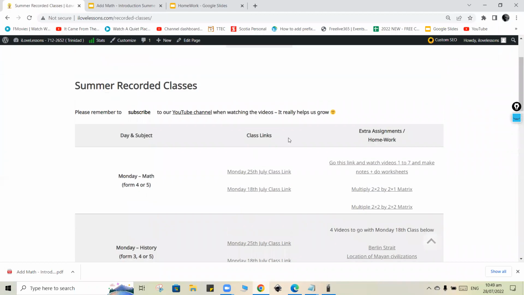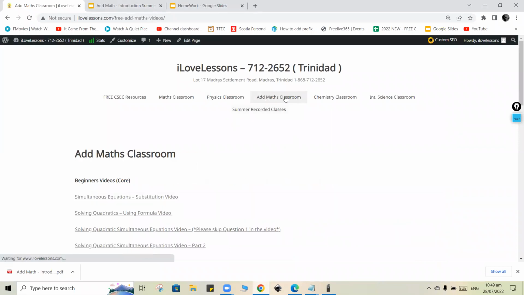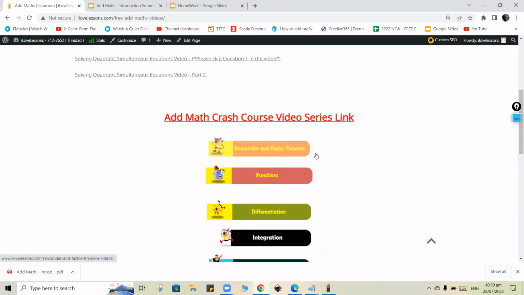In preparation for next week, here's what you all need to do, and this is the most important part. Go to the AdMath classroom, scroll down, and you see the very first colorful button, remainder and factor theorem. You are to watch that entire video, not just watch it: pause it where you need to pause it, rewind when you need to rewind it. You need to understand it, and you have to make proper notes.